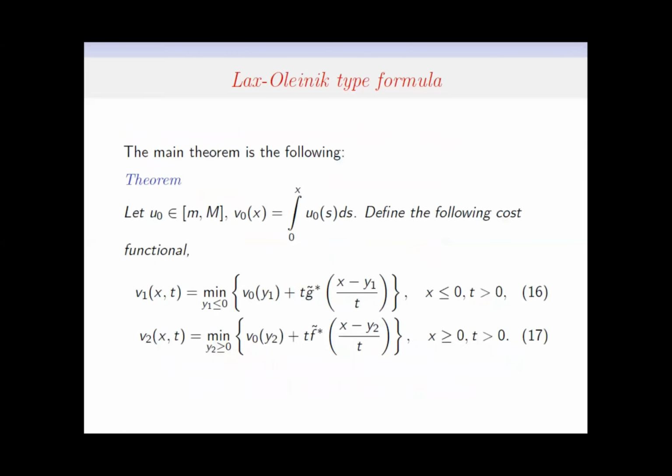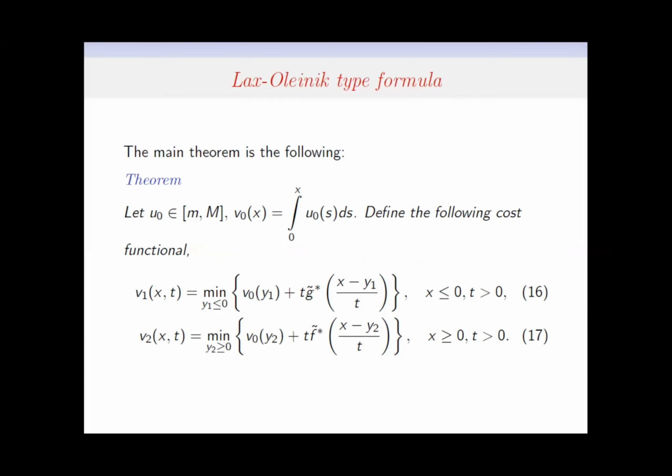Okay. So this is the Lax-Oleinik formula, where f bar star and g bar star are the convex duals of f bar and g bar, and u naught belongs to the class between small m and capital M, and v naught is the integral from 0 to x of u naught of s ds. So we define the cost functionals V1 and V2: V1 is the minimum taken over the left half plane, and V2 is the minimum over the right half plane, defined in the following way in equations 16 and 17.